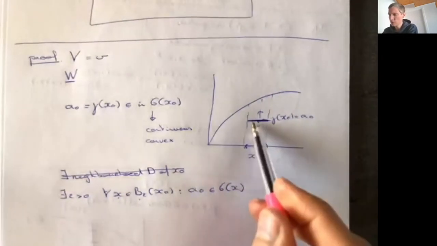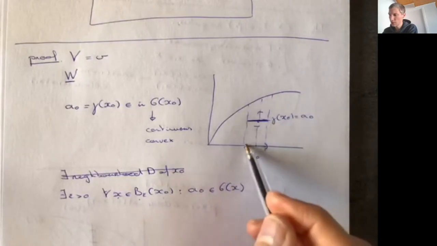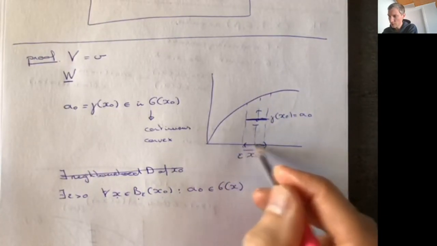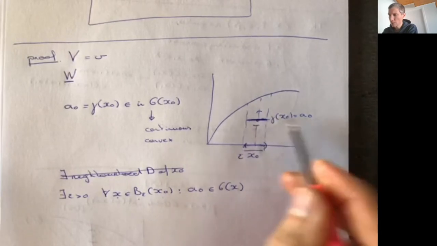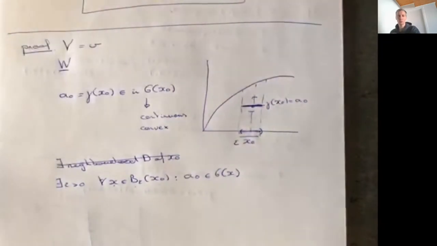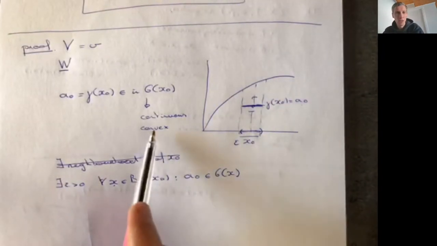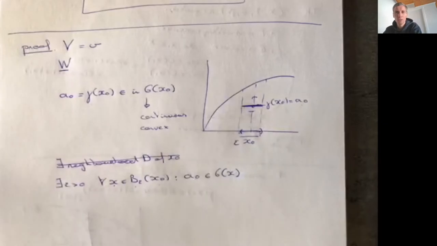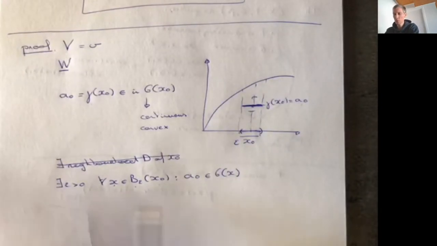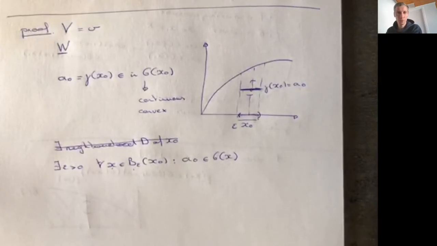Okay, so this is basically what this picture shows. I can find a radius epsilon such that for anything that's epsilon close to x0, a0 is still a feasible action to take. This is something that I will need. I will not prove this fact. The proof is a bit elaborate and doesn't add anything to the understanding, but just trust me that this is possible.